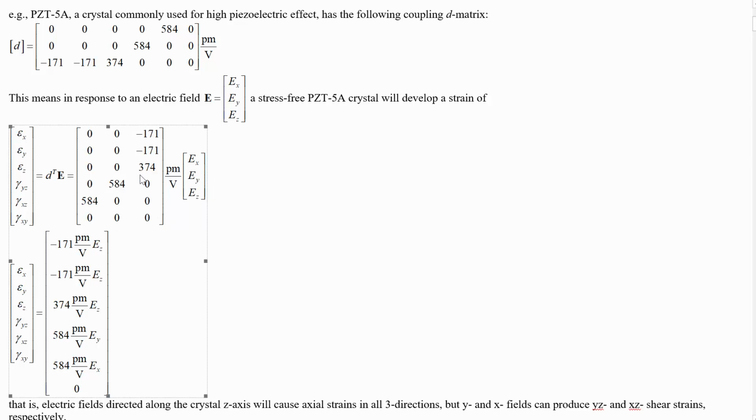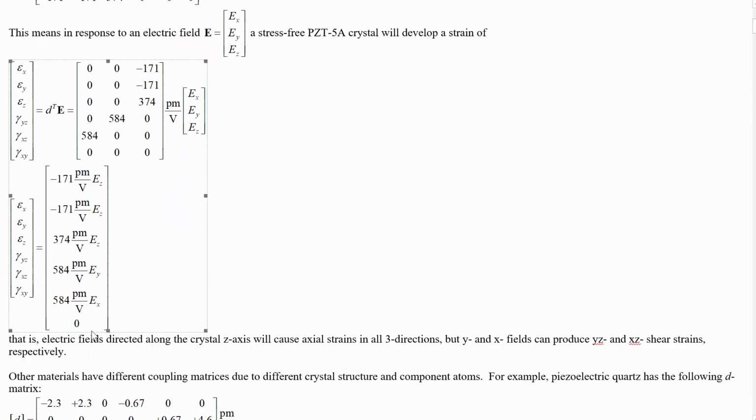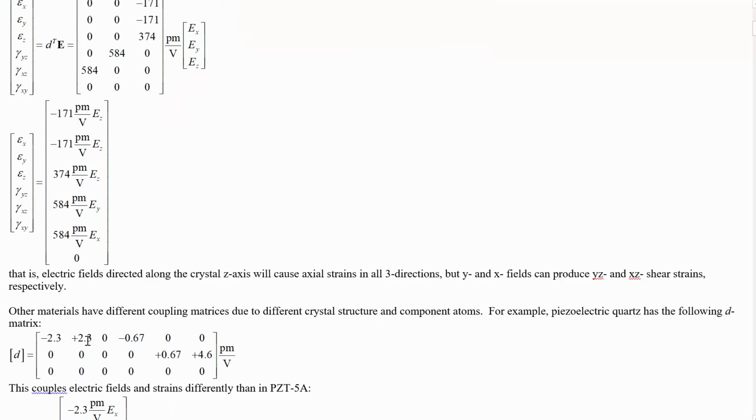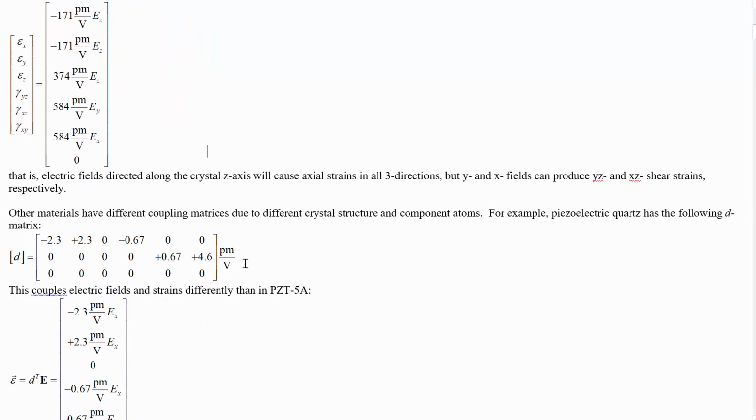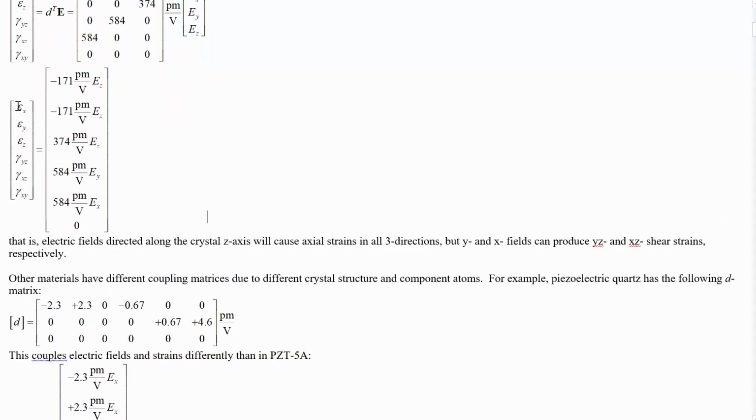But at least for now, in an unconstrained piece of PZT5A, the strains that show up directly from applying electric fields are the ones you get by taking D transpose and multiplying it across by E. So that's what this is telling us. We've got Z fields giving us axial strains, Y fields give us YZ shear strains, and X fields give you XZ shear strains.